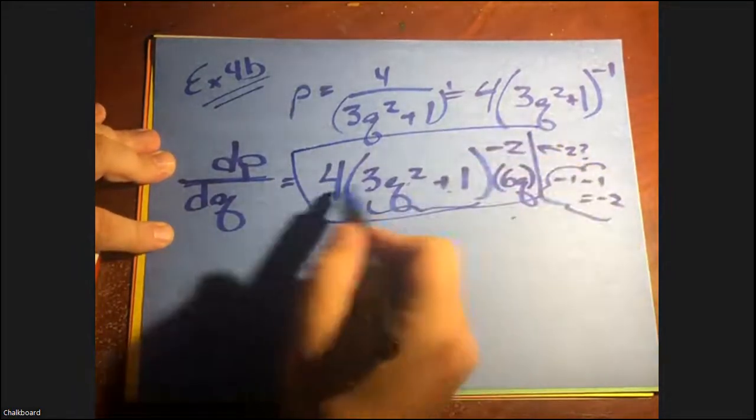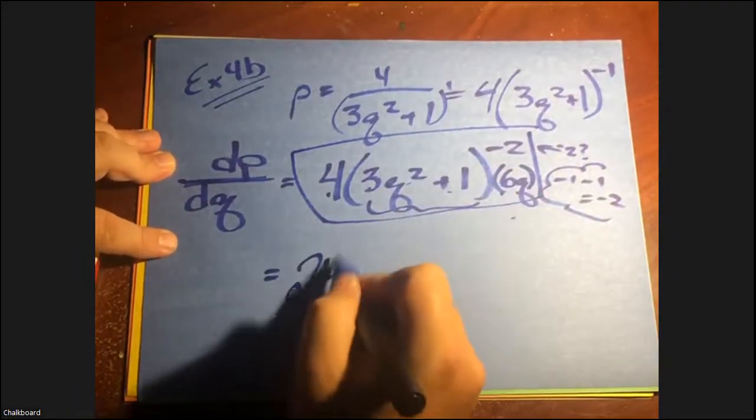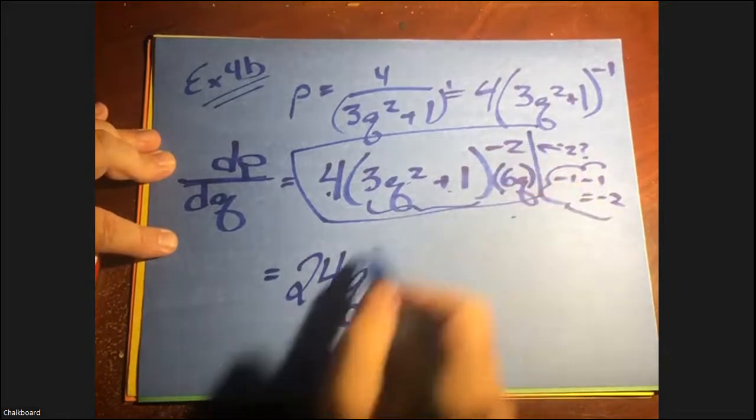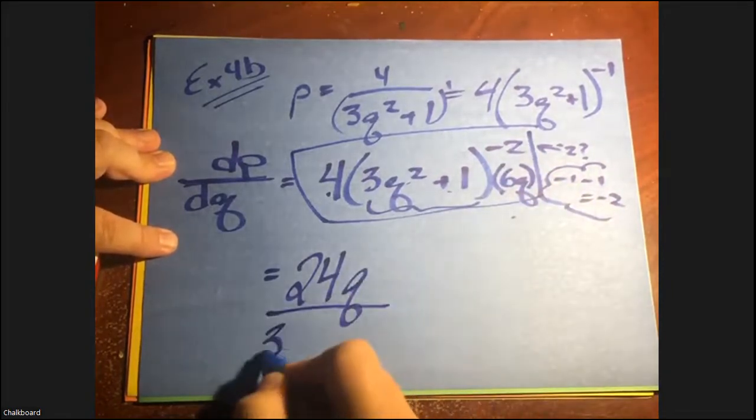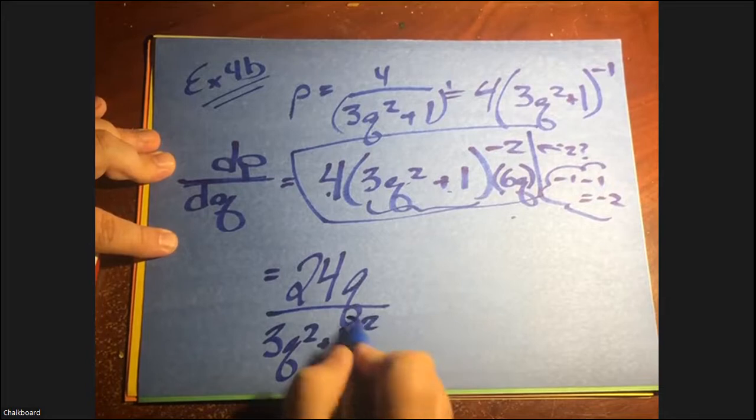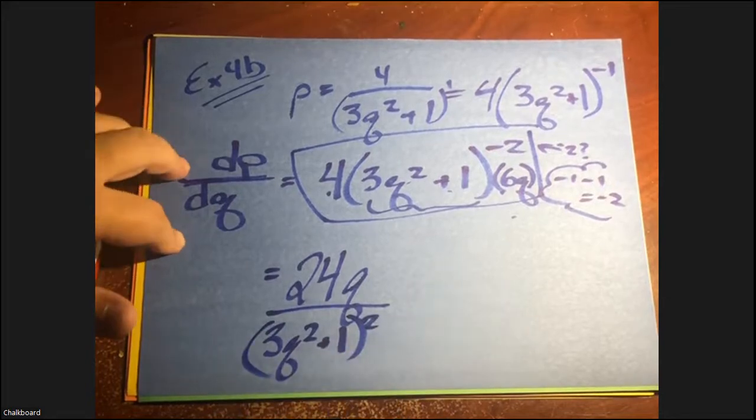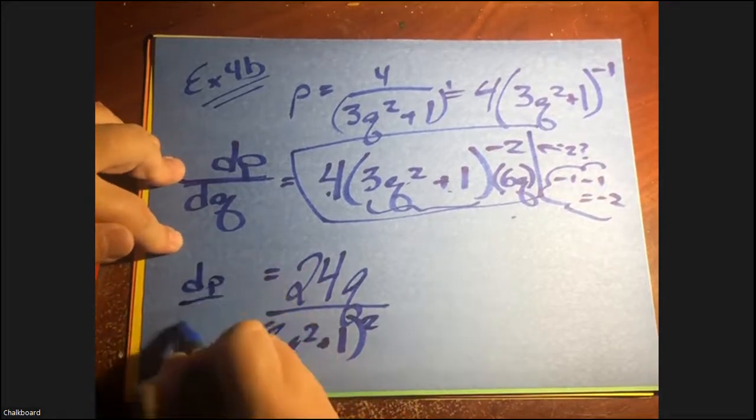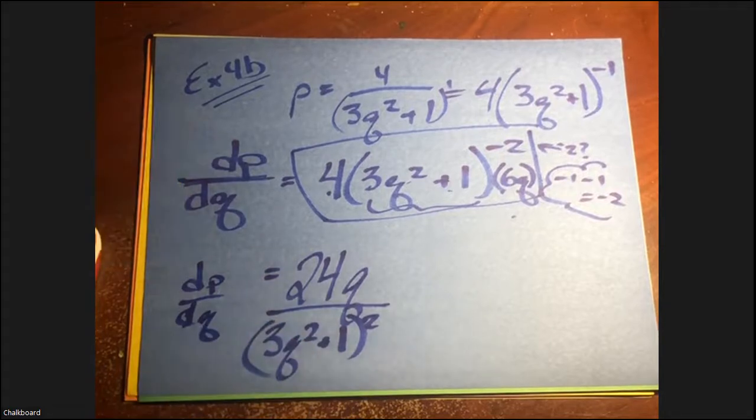Let's write it a little bit nicer. Maybe I could put the 6 and 4 together. 24q. And that's a negative 2. Let's put it on the bottom where it goes. That. And there's your dp dq. Can you see that? What do you think, guys?